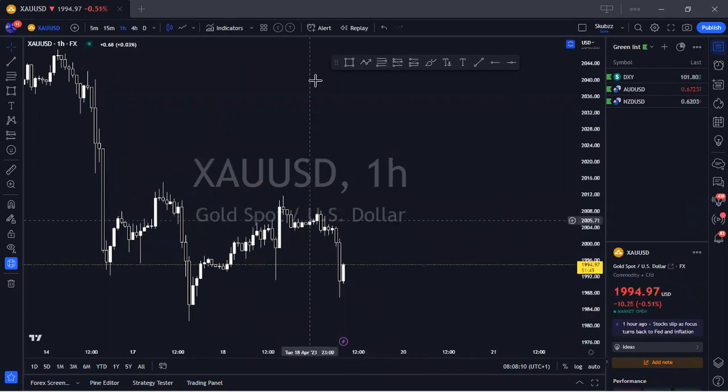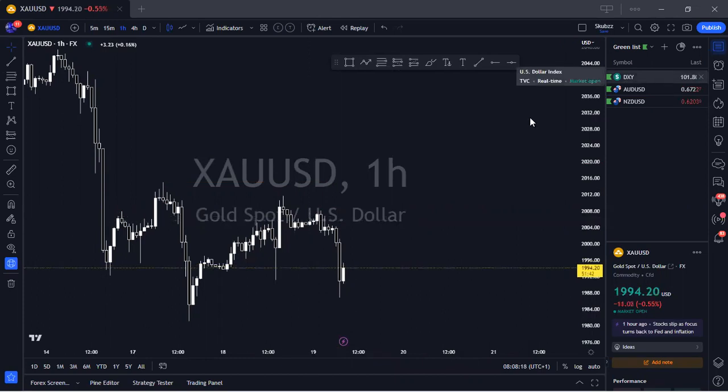Is there any other pair you guys want us to take a look at? Apart from AUD USD and USD? USD JPY. USD JPY, okay.